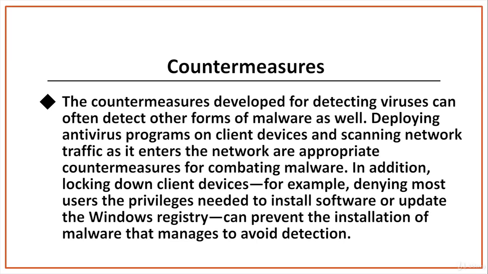Deploying antivirus programs on client devices and scanning network traffic as it enters the network are appropriate countermeasures for combating malware. In addition, locking down client devices, for example, denying most users the privileges needed to install software or update the Windows registry, can prevent the installation of malware that manages to avoid detection.